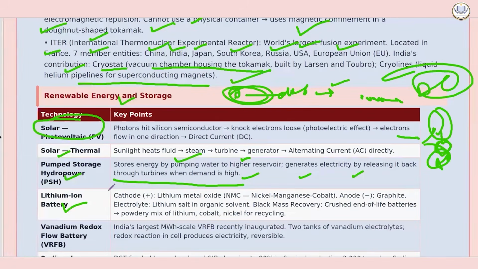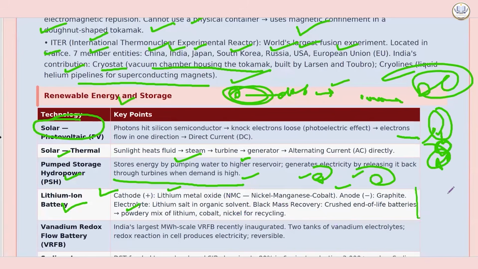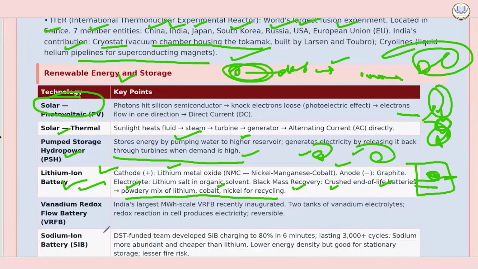Then we have the lithium-ion battery. In that, the cathode, the positive side, uses lithium metal oxides, NMC, that is nickel, manganese, cobalt. The anode, which is negatively charged, uses graphite. Between the anode and cathode is the electrolyte, a lithium salt in organic solvent. Black mass recovery: crushed end-of-life batteries, a powdery mix of lithium, cobalt, and nickel, is used for recycling. You need to understand the anode, the cathode, and the electrolyte. That is more than sufficient.